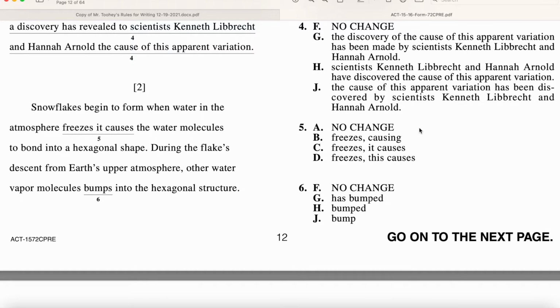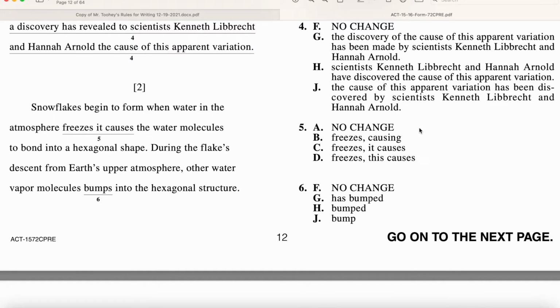Read the first half before the comma. I just want to hear that, see if that stands alone. Snowflakes begin to form when water in the atmosphere freezes. Okay, stop. Does that stand alone? Yes, it does. Read the second half. It causes the water molecules to bond into a hexagonal shape. Does that stand alone? Yes, sir. Yes, it does.